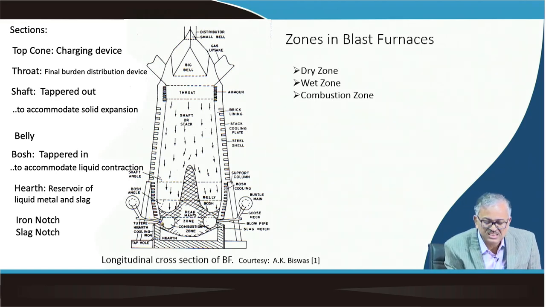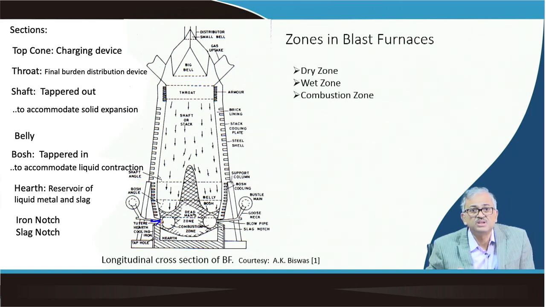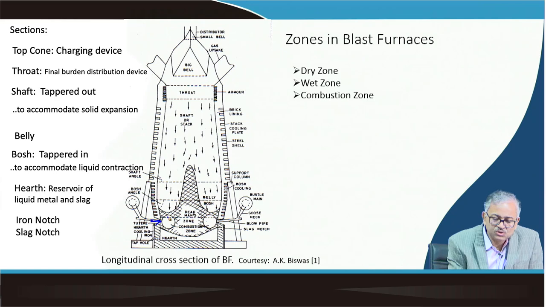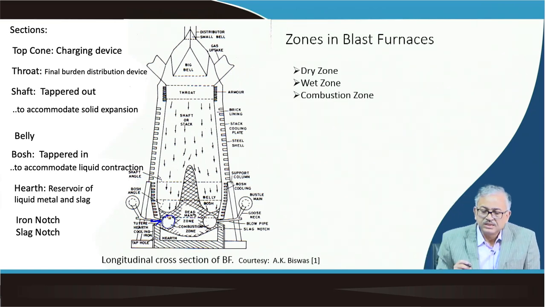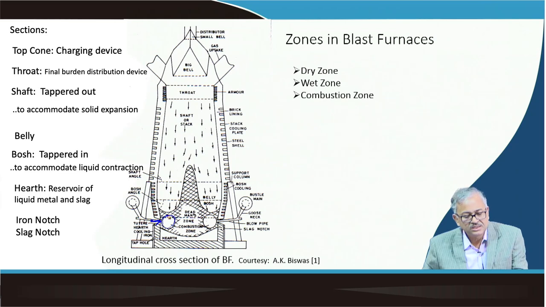Here the gas is entering through this portion, that is, the air blast is coming through here, and then this is called the raceway. This is the region where basically the gas burning takes place. Okay, so that is called the combustion zone. What reactions can you expect?